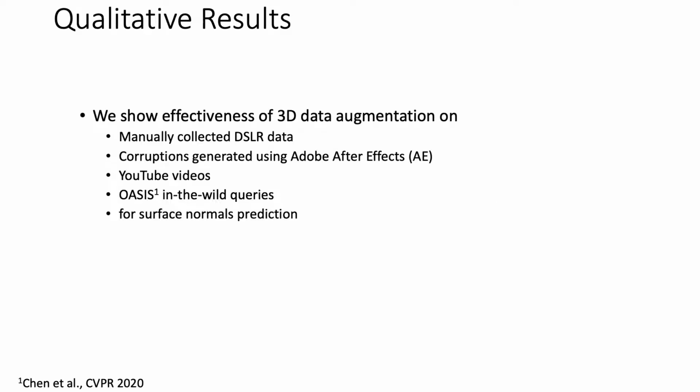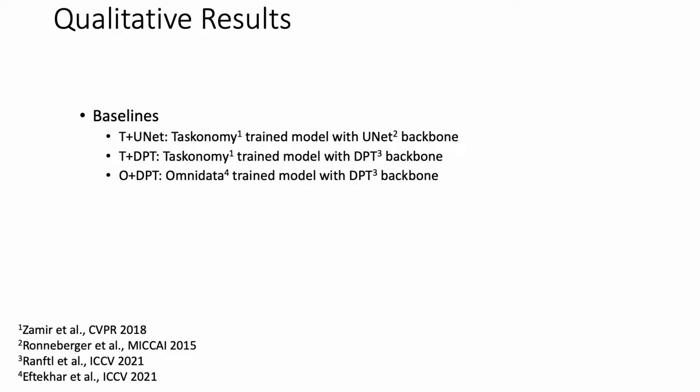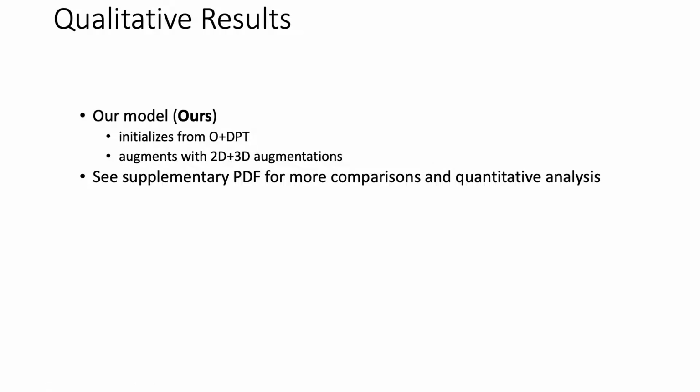Let's see some qualitative results. We perform evaluations on DSLR data, corruptions generated via After Effects, YouTube videos, and OASIS queries for surface normals task. These are the baselines we compare against. Our model starts from O+DPT and uses augmentations. See supplementary PDF for more results. All predictions are obtained frame by frame.